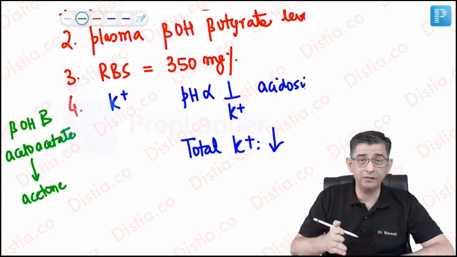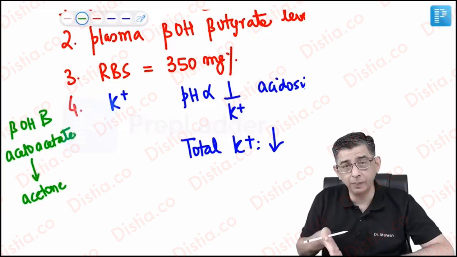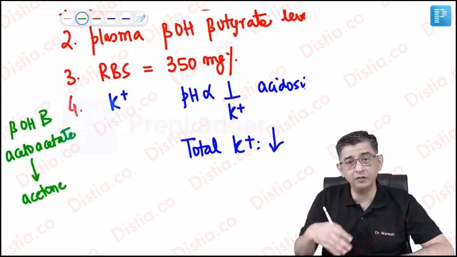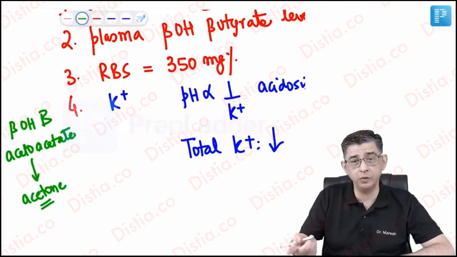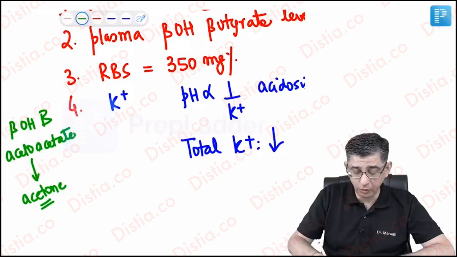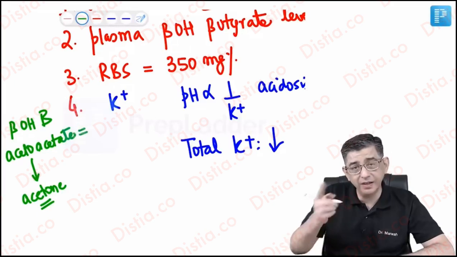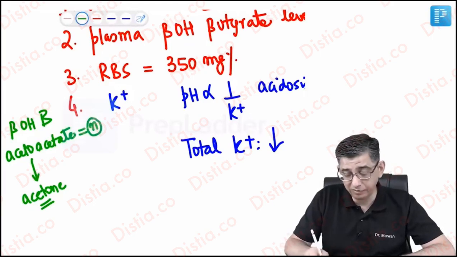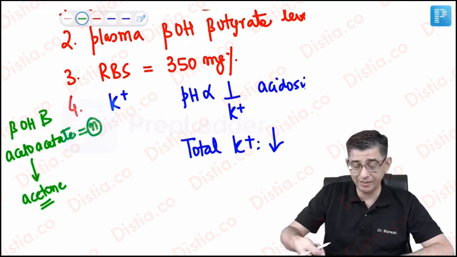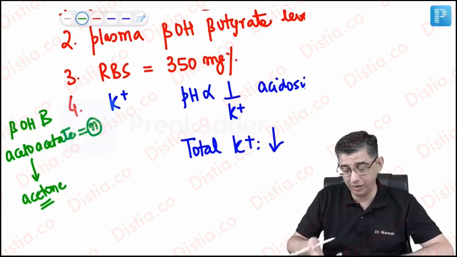Now, my point is that acetoacetate, look at the arrow in green that I've drawn. If acetoacetate is converted into acetone, this acetone will anyway be excreted in the breath of the patient. This acetone is getting lost from the body. But because acetoacetate is getting converted into acetone, the values of this might even be normal in spite of the fact that it is being produced, because it is getting converted into another ketone body.